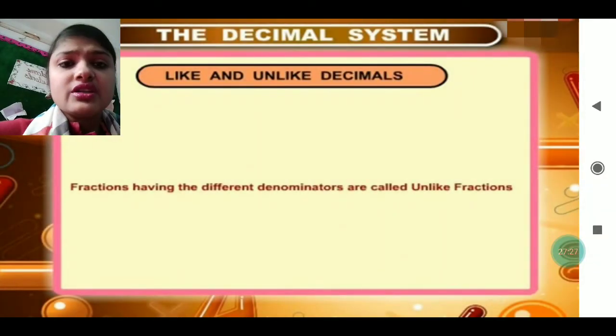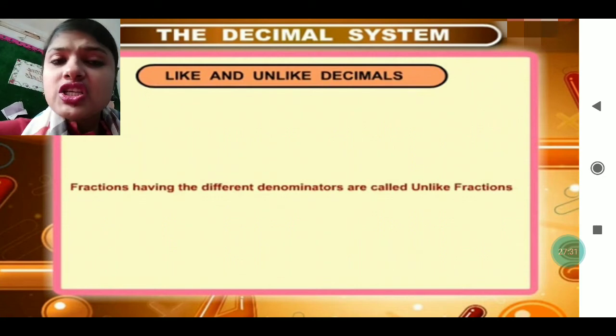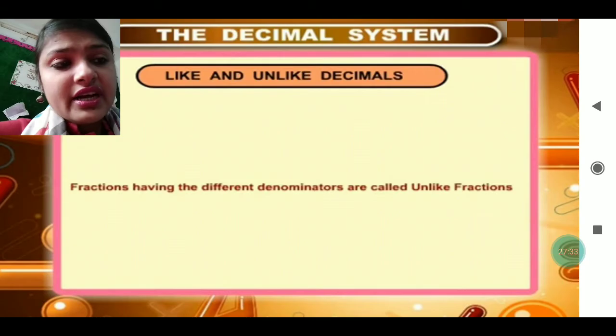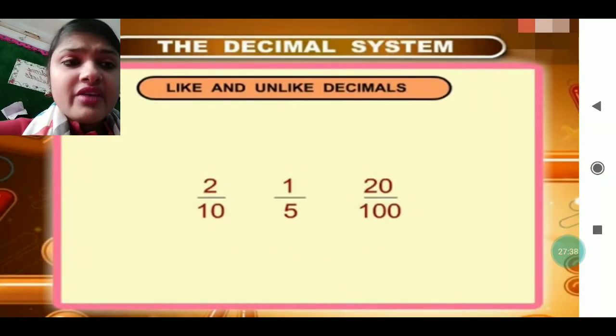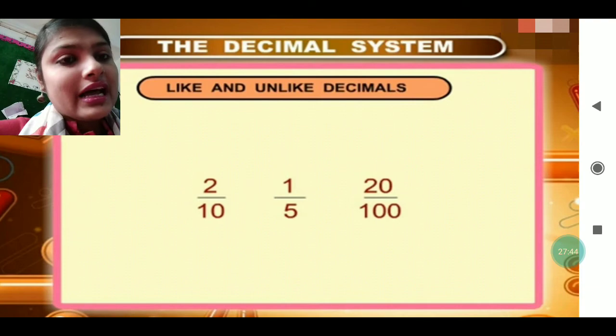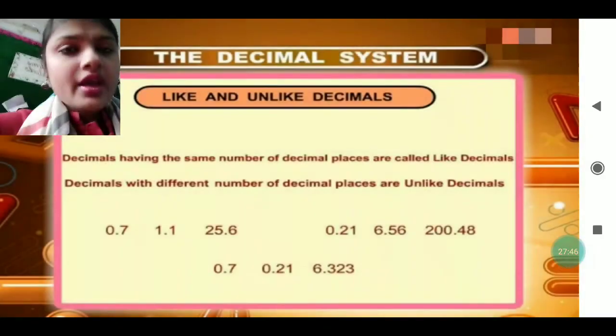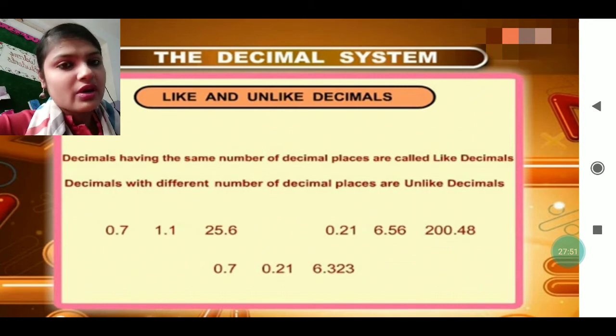What is an unlike fraction? Fractions having different denominators are called unlike fractions. It means all the denominators are different, like you can see, 2 by 10, 1 by 5, 20 by 100. All the denominator places are different. Yes, it is different, so it is an unlike fraction. Now, how do we write like and unlike fractions in decimal form?